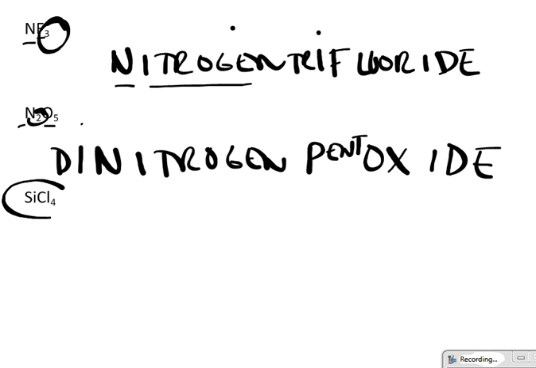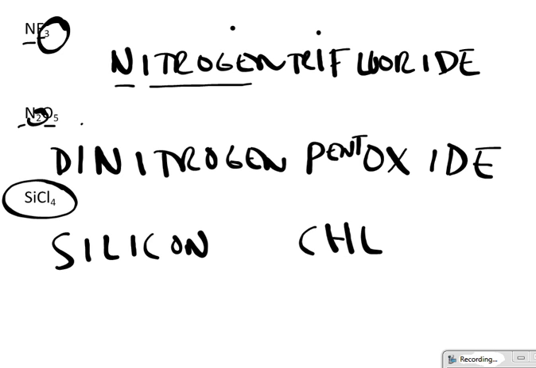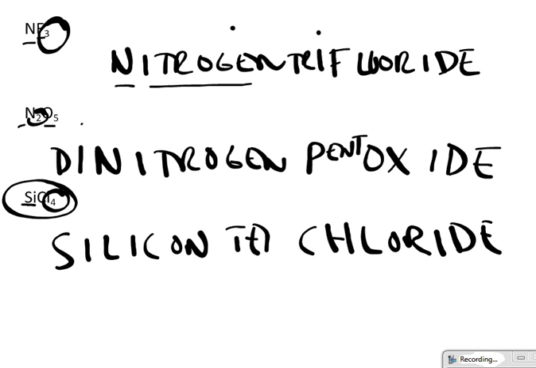Next one, SiCl4. Si is silicon, so I go silicon right here. Then I'm going to go chloride, because IDE on the second element. Chloride. And then I have 1 for this, so I'm good. And then the chloride is 4, so I'm going to add the prefix tetra. So it becomes silicon tetrachloride.